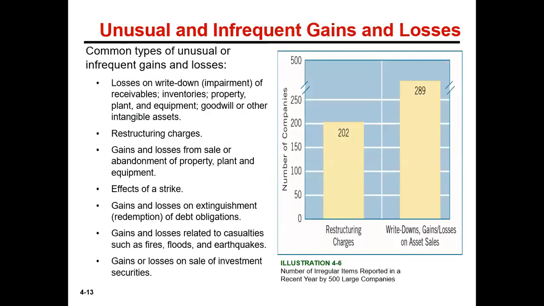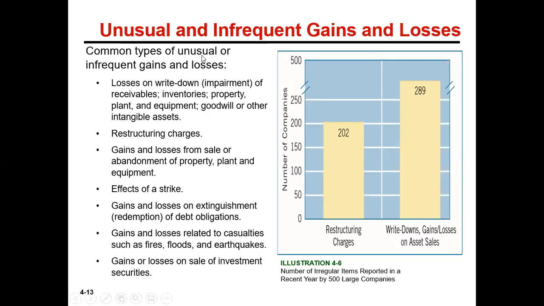Your book talks about a survey given to 500 large companies. Companies reported the most gains and losses in either restructuring charges or write-downs, which is impairment, or gains or losses on asset sales, disposal of assets. So that's where we get the most gains and losses, right?